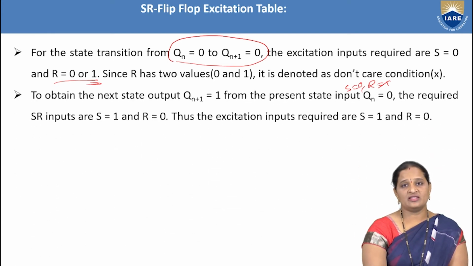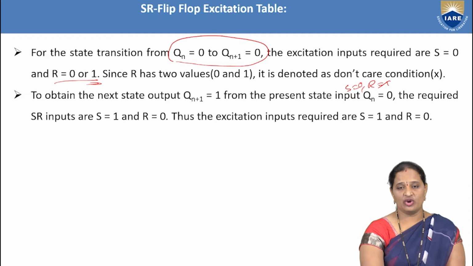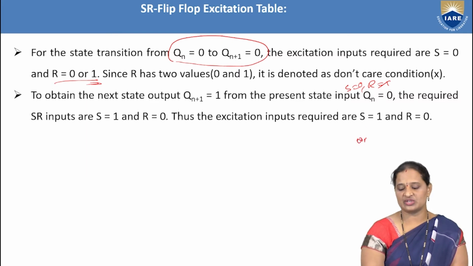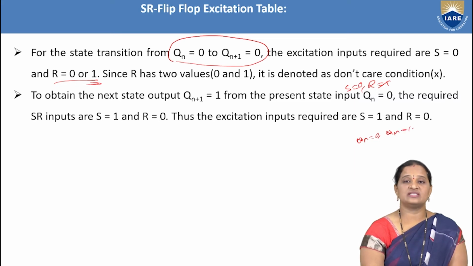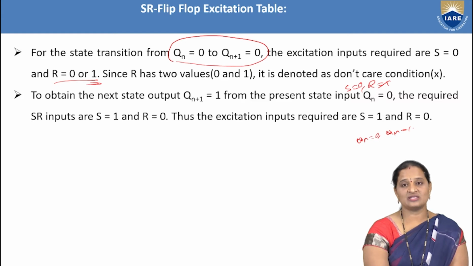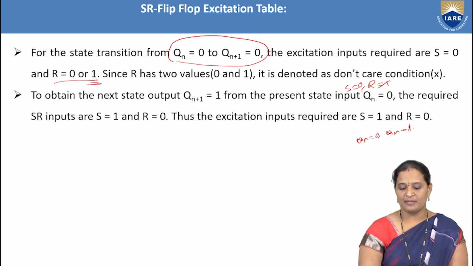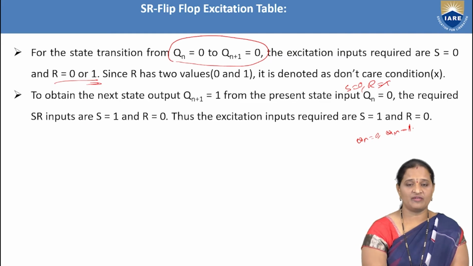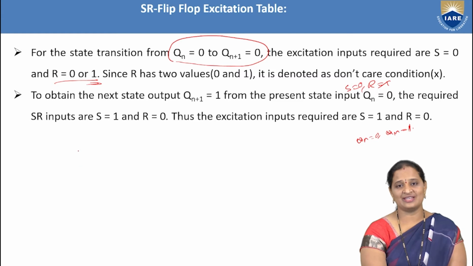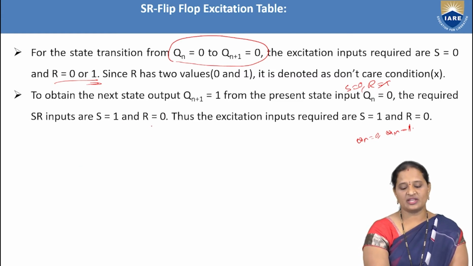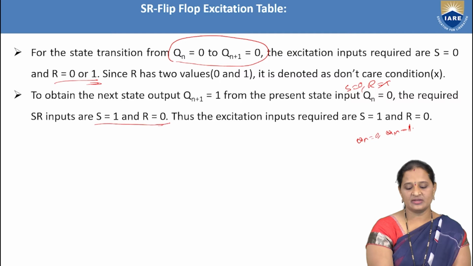Next, to obtain the next state output Qn plus 1 as 1 from the present state Qn equals 0, that means Qn is equal to 0 and Qn plus 1 is equal to 1, this can be achieved by applying the input S equals 1 and R equals 0. Qn plus 1 is 1, which means we are setting the flip-flop to 1. This can be done when the set input is 1 and the reset input is 0.